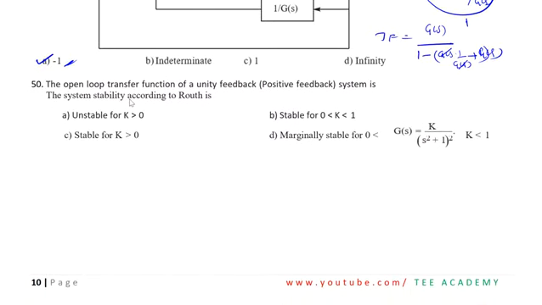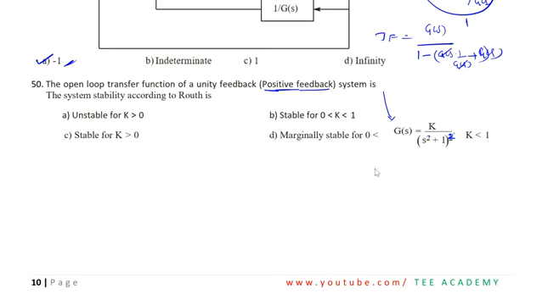The open loop transfer function of a unity feedback system, they mentioned that it's a positive feedback system, is G(s) equal to K divided by (s square plus 1) whole square. Is the system stable according to the Routh-Hurwitz criterion?